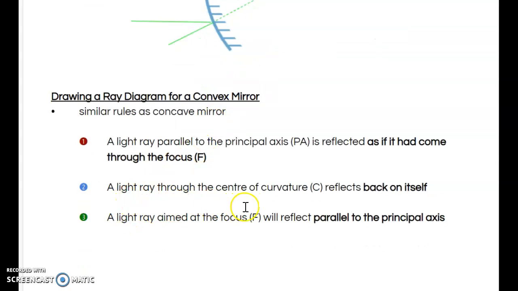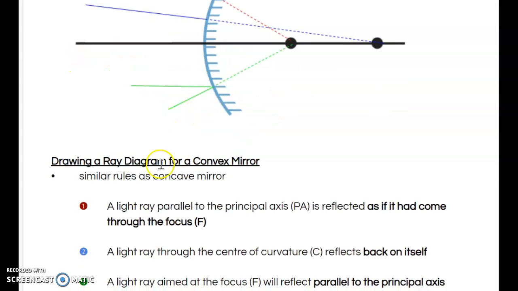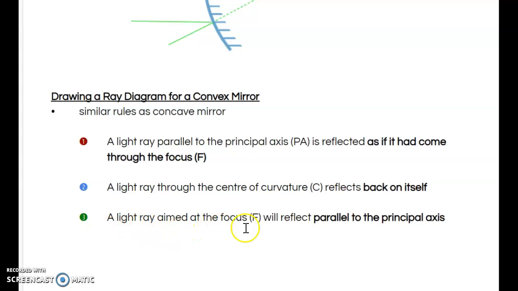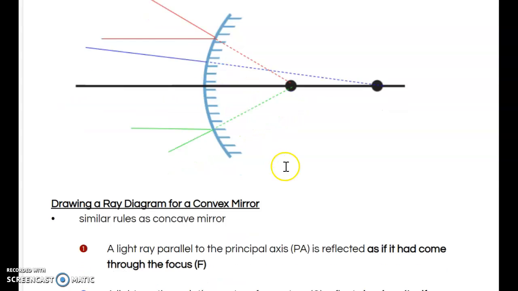The next one is a light ray through the center of curvature reflects back on itself. So if I have a light ray passing through here that looks like it's going to pass through the center of curvature, I extend it past the mirror. It comes through the center of curvature, and that reflected ray is just going to reflect back on itself. And then the last one is a light ray aimed at the focus will reflect parallel to the principal axis. So I see my focus, I see a light ray that looks like it's passing through the focus. I extend it with a dotted line, and then I reflect it back parallel to the principal axis. This is still my principal axis.